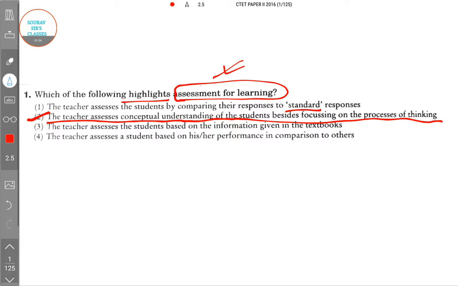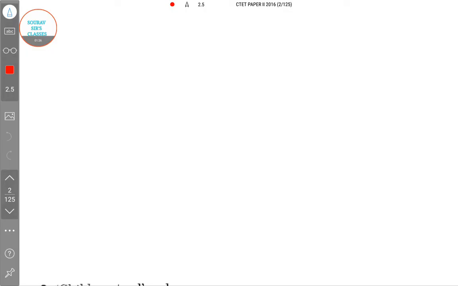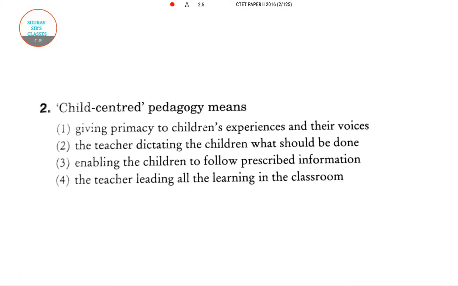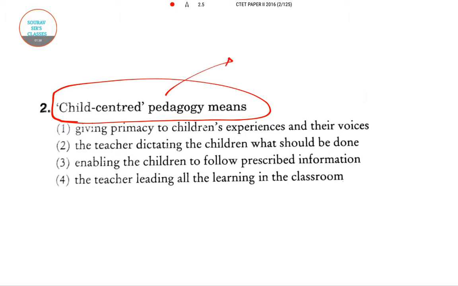Now let's go to our next question. The question is, child-centered pedagogy means. Here again some options are given and from this we have to find out the meaning of child-centered pedagogy. Option 1, giving primacy to the children's experience and their voices, is actually the meaning of child-centered pedagogy. So that is the answer, option 1.